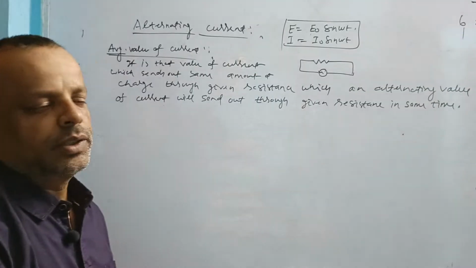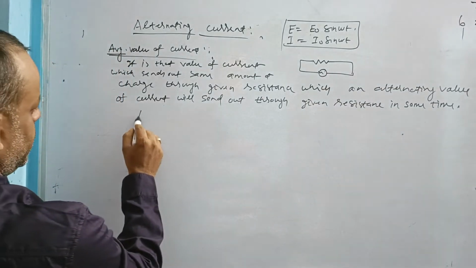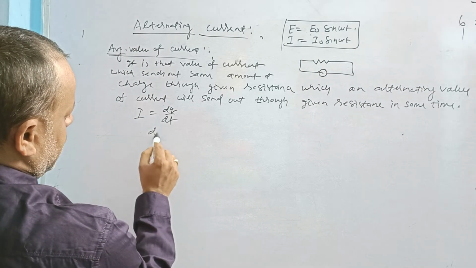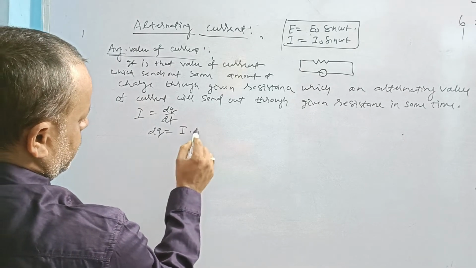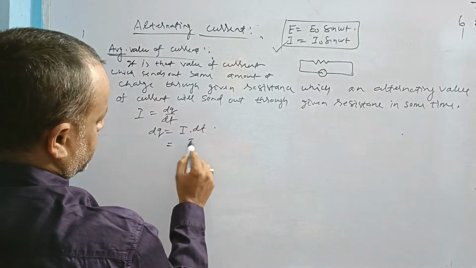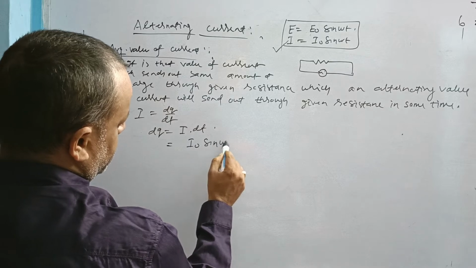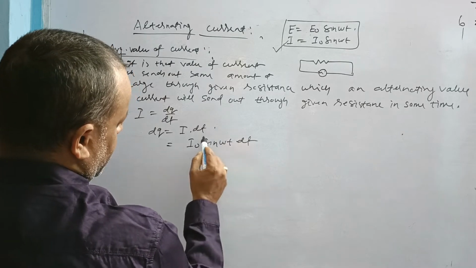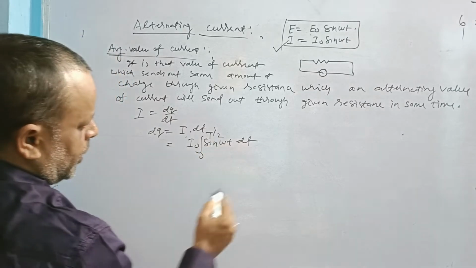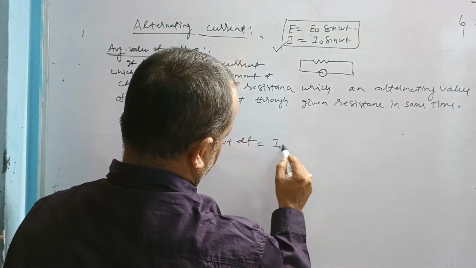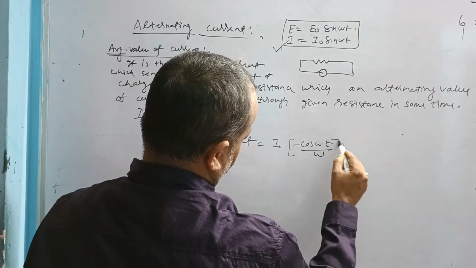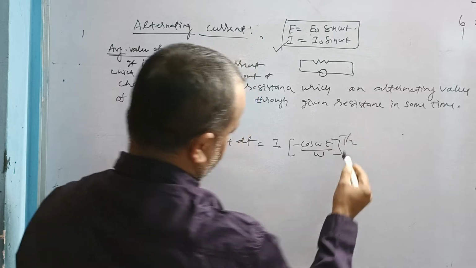We know how charge is related to current. We know that I is equivalent to delta Q by delta T. So the amount of charge will be equivalent to I delta T, and we have said that it is following sine waves. It is I naught sin omega t delta T, and we will integrate it over the half time interval. This is minus cos omega t upon omega for the half time interval.